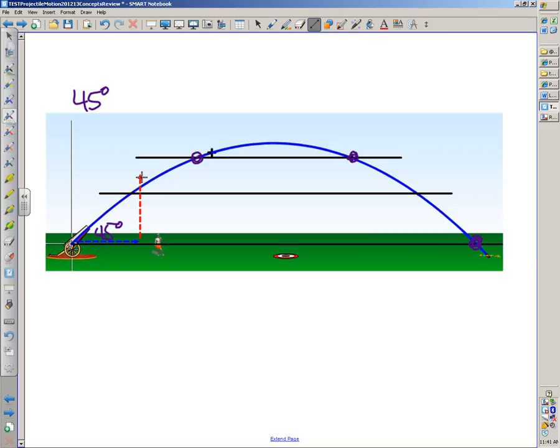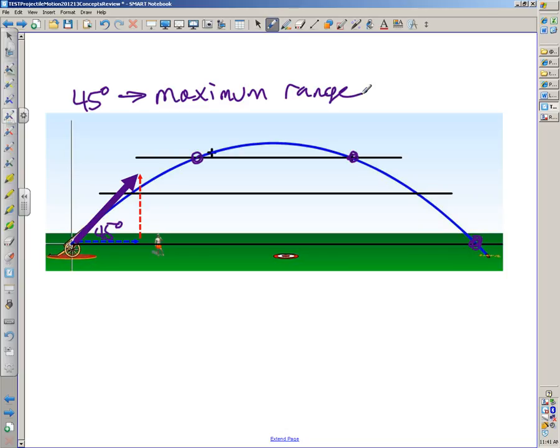Straight? Okay. So this is my original launch velocity. But like we said, it doesn't follow that path. But as far as looking at the flight of this object, 45 degrees will give us maximum range.